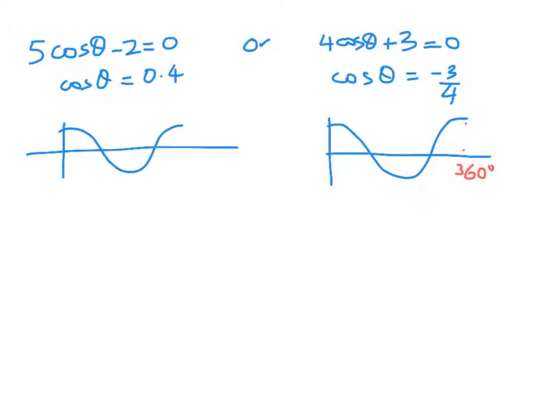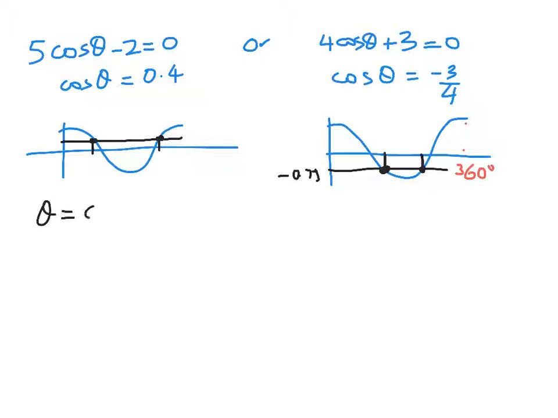So let's mark in the solutions we're after. Well, 0.4 is about here, so we're looking for this solution and this one. We're going to use symmetry to get it. Over here, we're looking for where is cosine theta equal to negative 0.75. So it's going to be this value and this value.